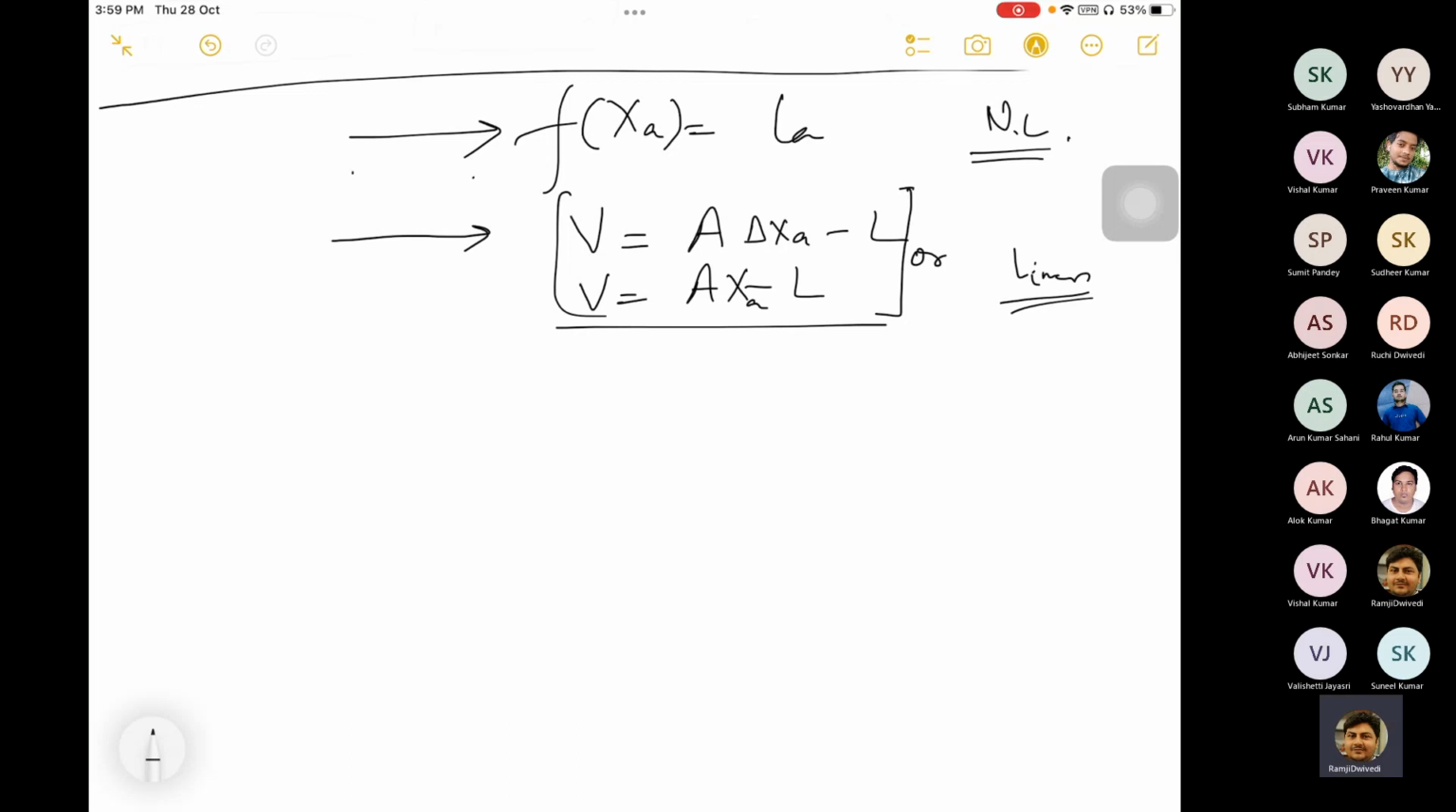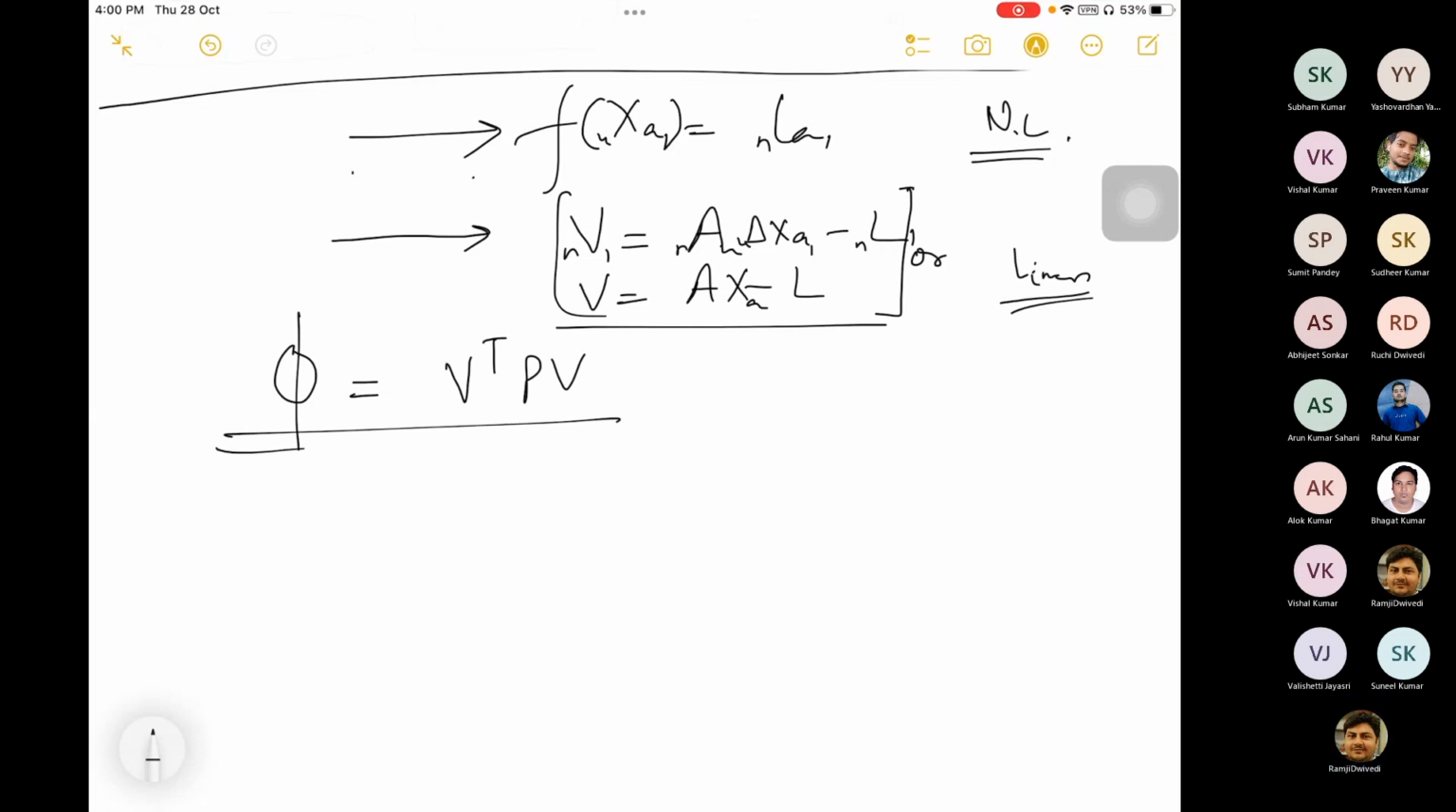You should immediately think in your mind, this is u cross 1, this is n cross 1, this is n cross 1, this is n cross u, this is u cross 1, this is n cross 1. The matrix dimensions should come to your mind immediately, because if you do not have the matrix dimensions in the picture, every time you will commit errors in writing the solutions. Okay. Having said that, your linearized model is available, but still your phi is VTPV.